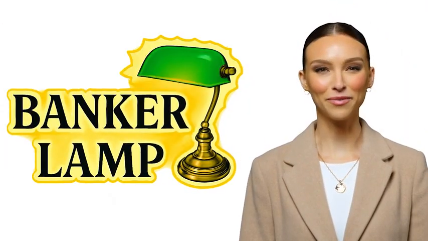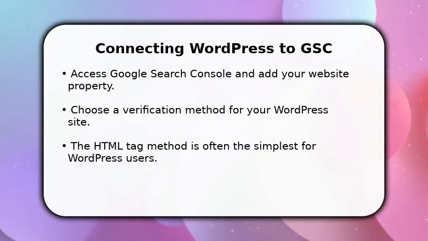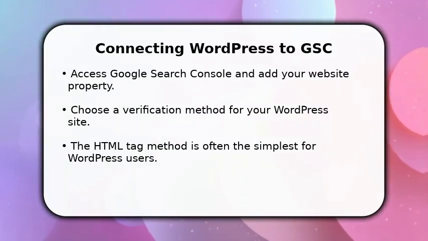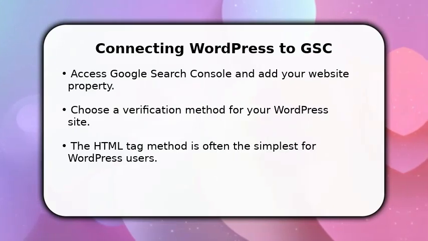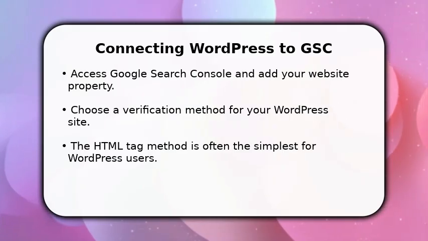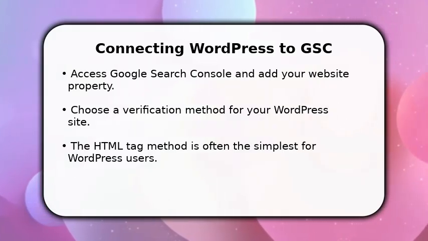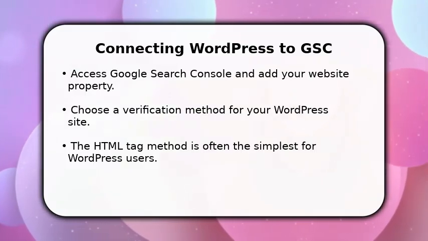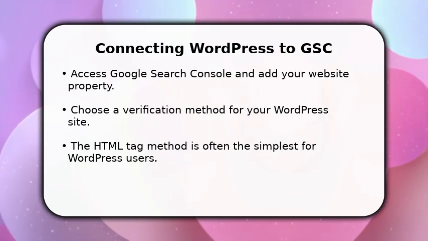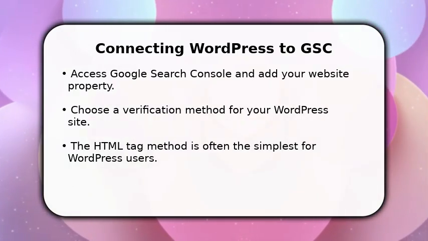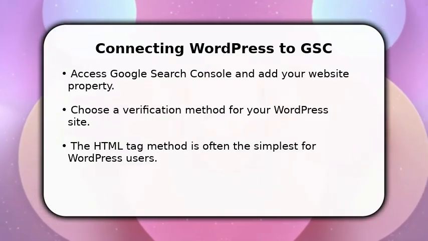Please enjoy the video. In this video, I will explain how to connect WordPress to Google Search Console. First, navigate to Google Search Console and add your website as a new property. You will then be prompted to select a verification method. For most WordPress users, the HTML tag method is straightforward and highly recommended. This initial step is crucial for establishing communication between your site and Google's powerful search tools.